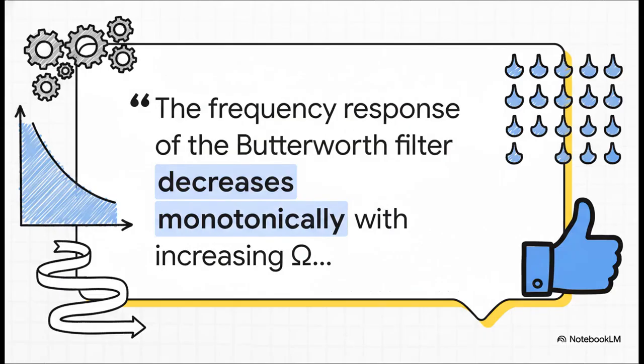The most important thing here is that it's predictable. The source material uses this phrase, it decreases monotonically. Now, I know that sounds super technical, but all it really means is that it's smooth and predictable. There are no weird bumps or ripples in the response. When you use a Butterworth blueprint, you know exactly what you're going to get, every single time.